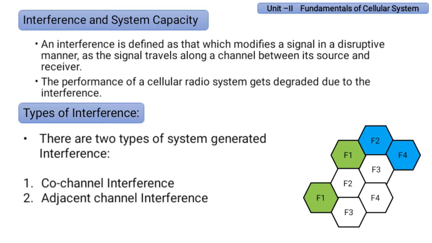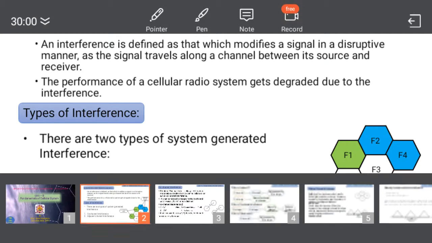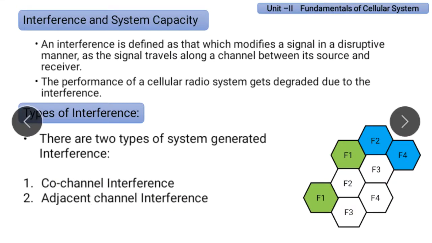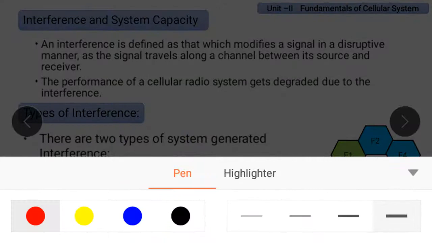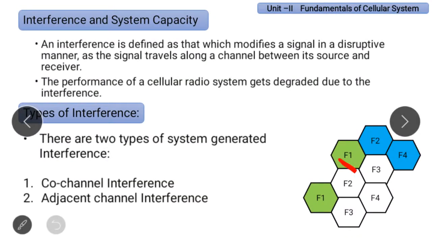This cluster is repeated here. So this is the first cluster and this one is the second cluster. Which are the co-channel cells and which are the adjacent cells?